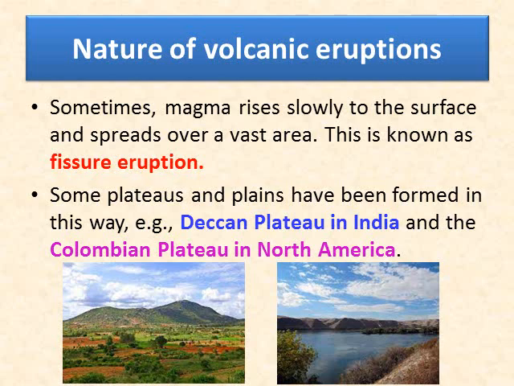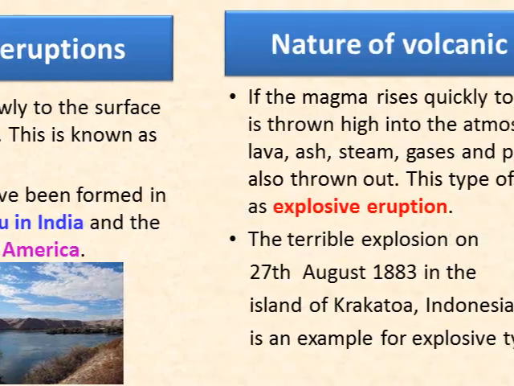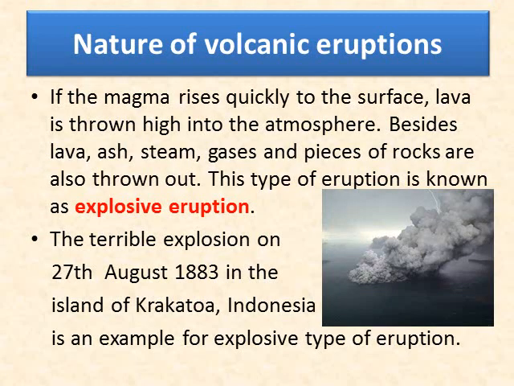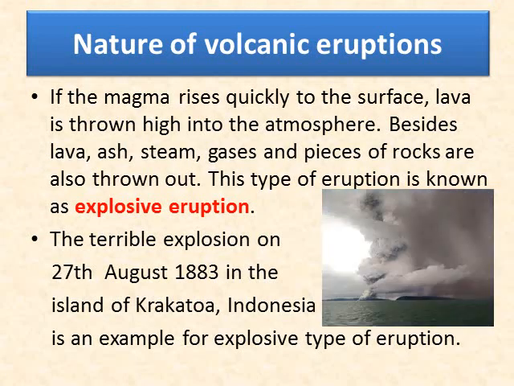Now what is fissure eruption? It is the magma, that is the molten rocks, rising slowly to the surface and spreading over a vast area. This kind of volcanic eruption is called fissure eruption.